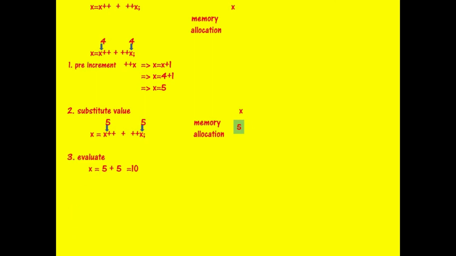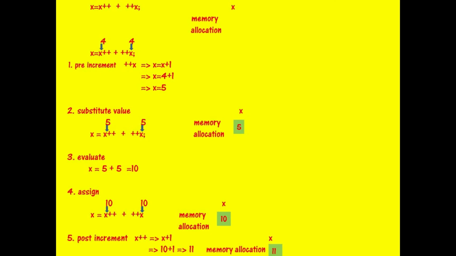Third step, evaluate the expression. Evaluate x equals 5 plus 5 equals 10. So the latest value of x is 10 now. Assign that value in the expression. So the fourth step is assign the value. So the latest value of x is 10 now.